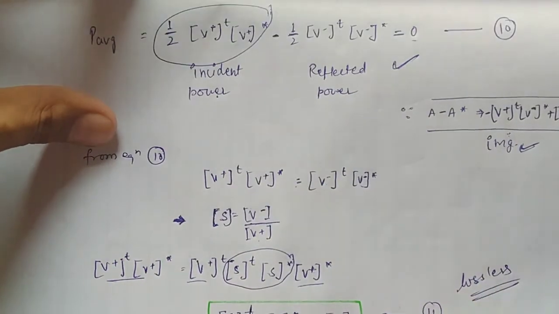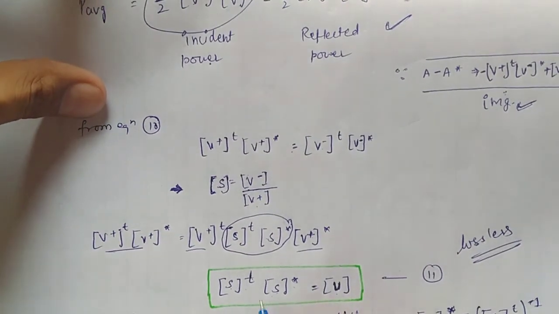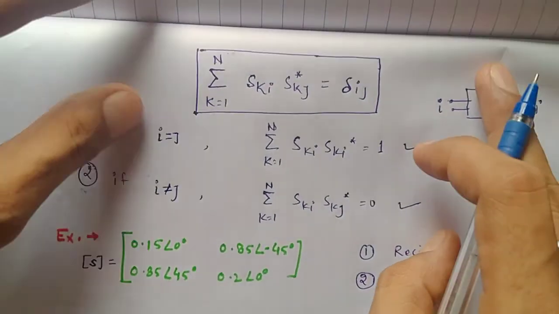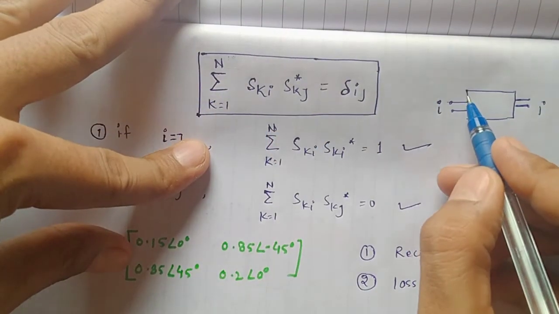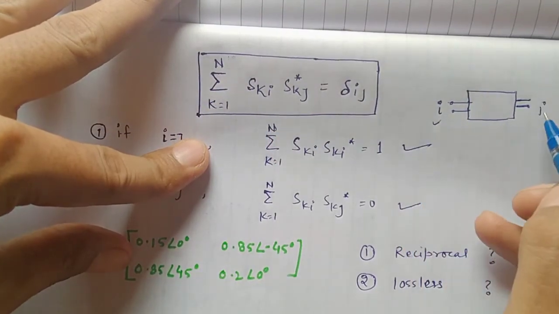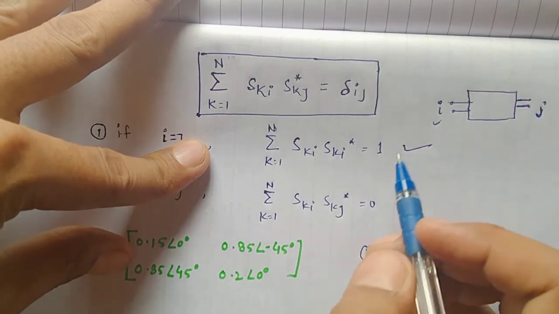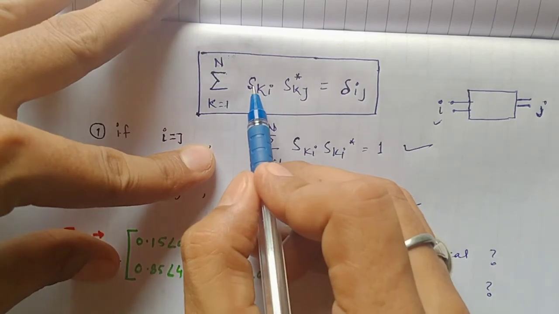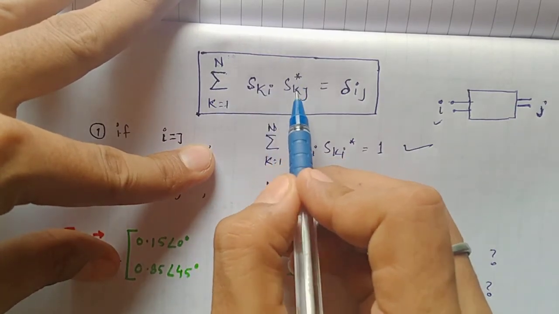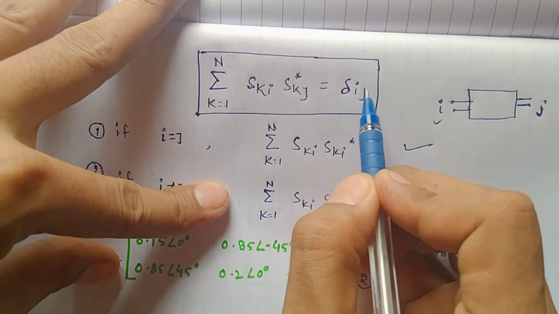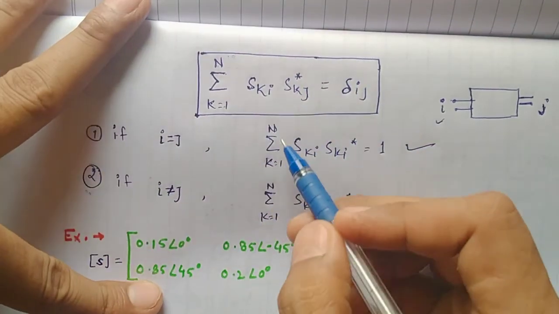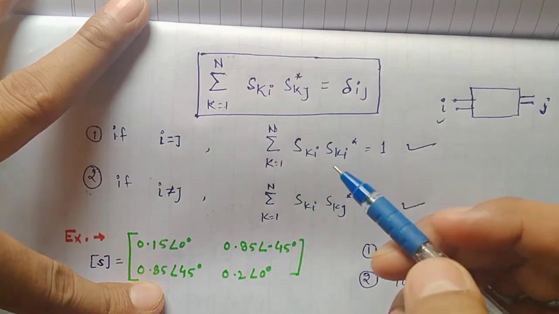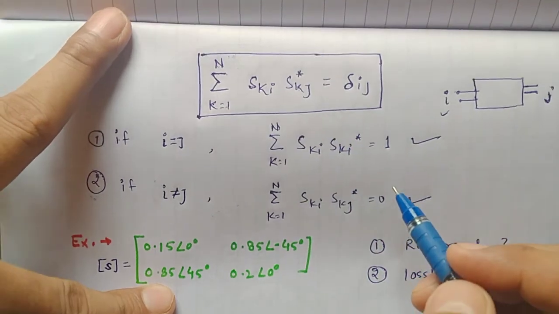So from this equation, equation number 11, we can establish a condition. That condition is, whatever be the number of ports, if I take this port as i and this port as j, then the summation over k equals 1 to n of S parameter ki and S conjugate of kj should be equal to delta ij, and this gives us two identities. If these two identities are satisfied, then we can say that the given network is lossless.